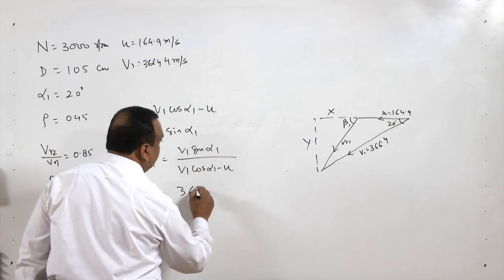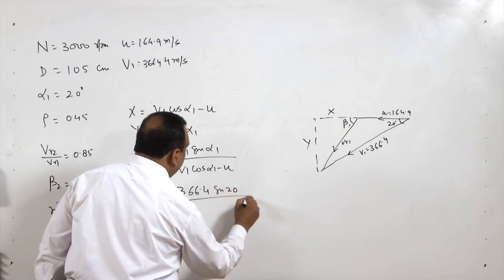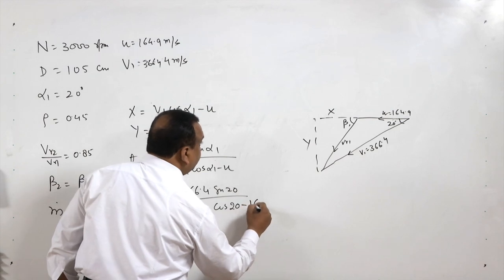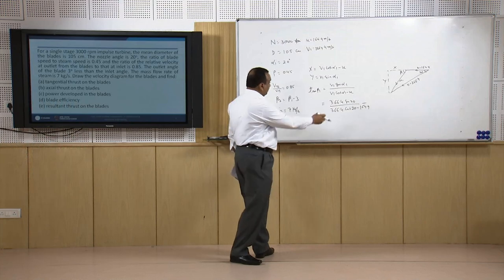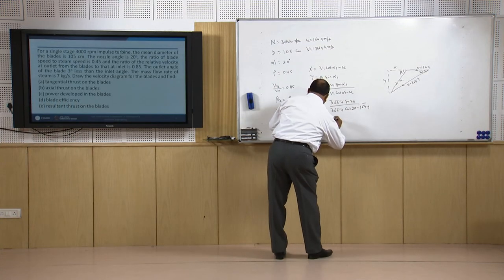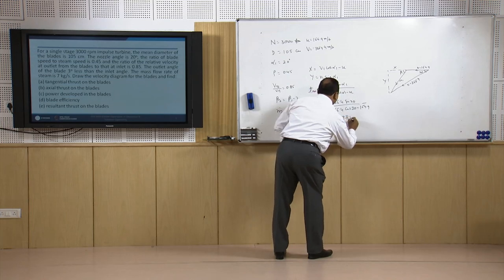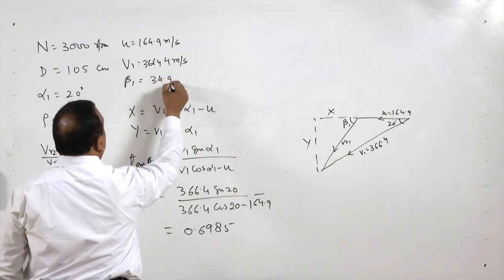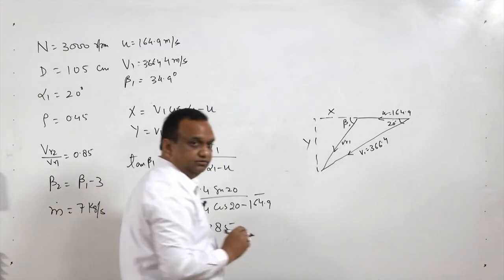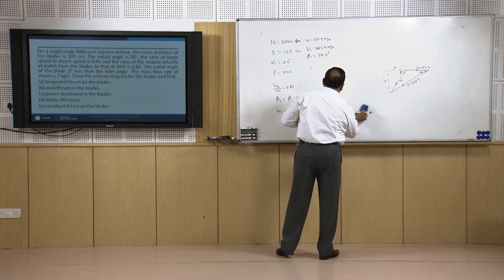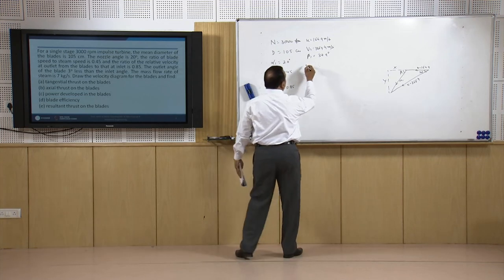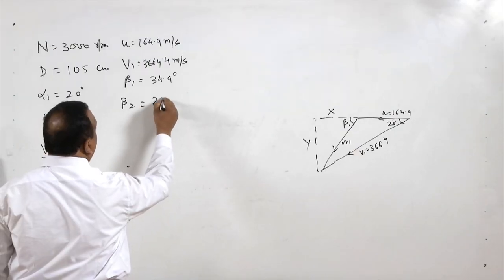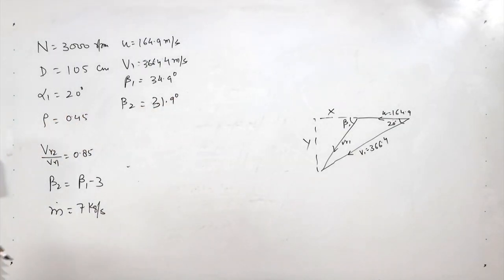Now, we will put the values. V1 is 366.4 sin 20 divided by 366.4 cos 20 minus 164.9. Now, if you solve this, you are going to get tan beta 1 as 0.6985, and this gives the value of beta 1 as 34.9 degree. So, now we have the value of beta 1 also, right. Once we have the value of beta 1, we can have the value of beta 2. Beta 2 is beta 1 minus 3 degree, so it is going to be 31.9 degree.